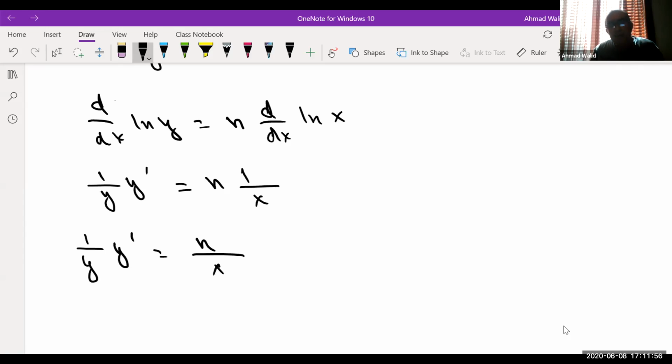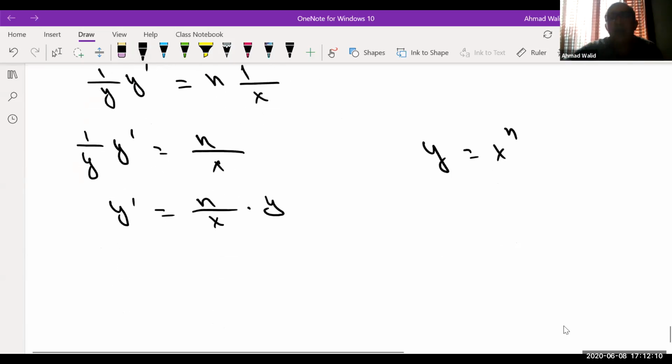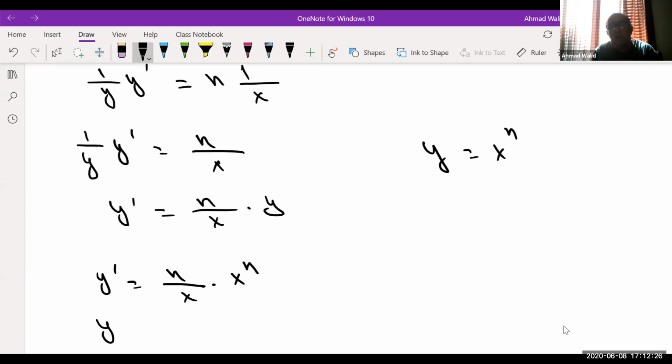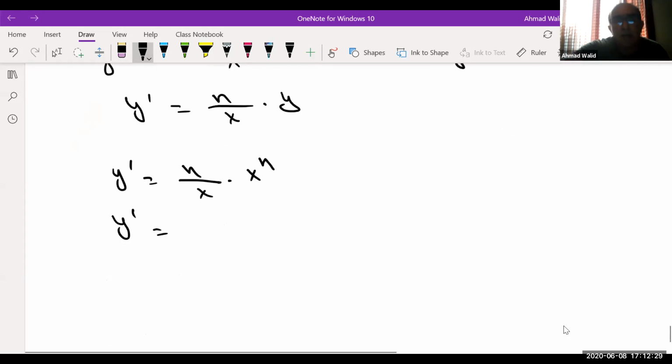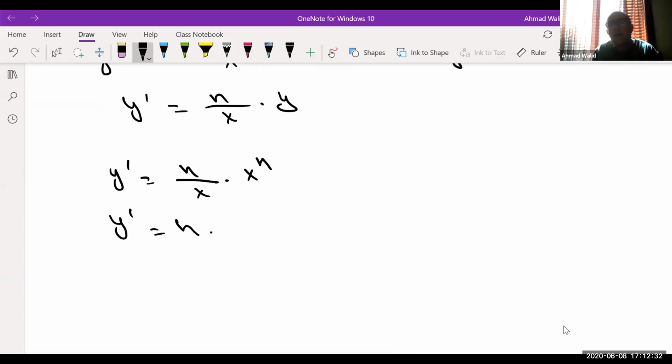Now, so for y prime equals n over x times y. What is y? Your y was x to the power of n, right? We start with this. Let's plug in y here. Then y prime equals n over x times x to the power of n. Let's simplify this part, right? x to the n over x. Or you can write this one, to make it simple to understand what you are doing, keep the n times, you can write this one as x to the n over x.